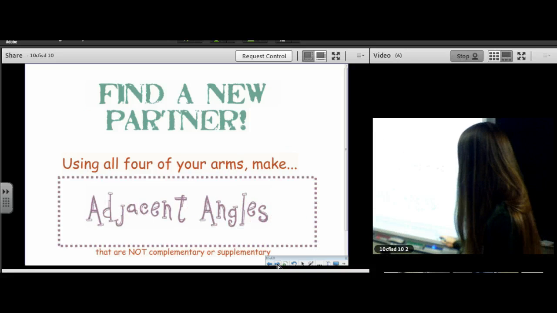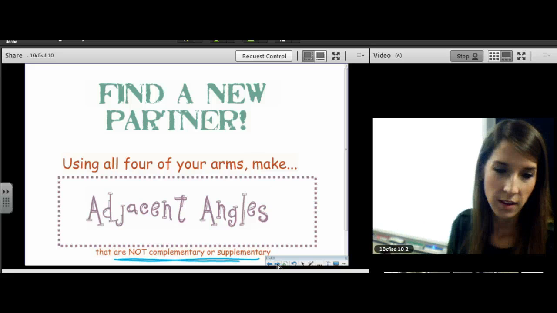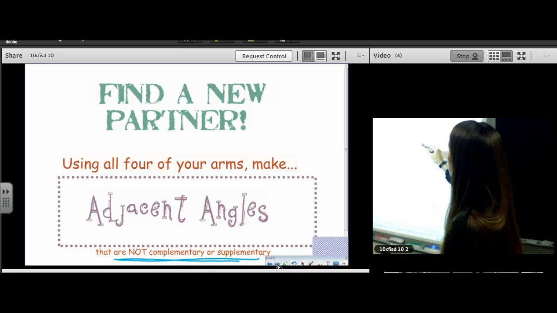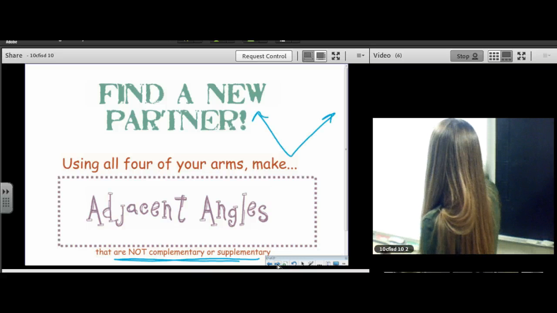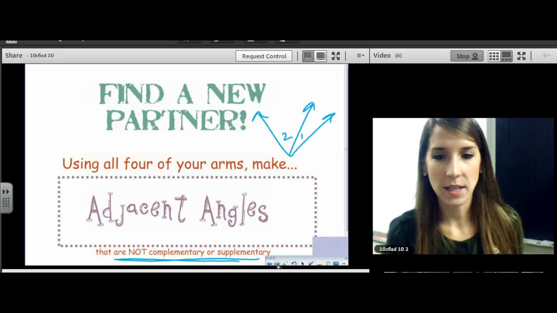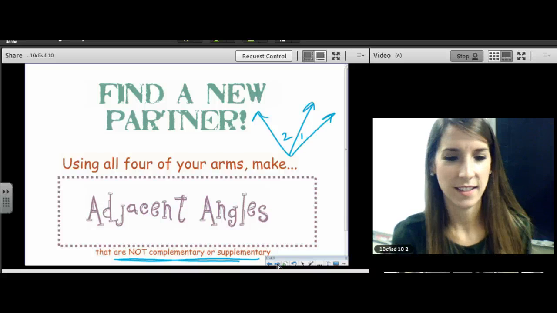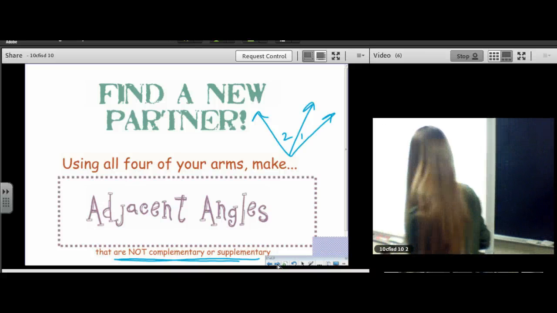Adjacent angles that are not complementary or supplementary. Adjacent angles. Ooh, that one was good, but those were supplementary. So adjacent angles are just angles that are right next to each other. I didn't want them to add up to 90 or 180. Mine's pretty close to adding up to 90, but pretend it doesn't. W, oh, a W is kind of a good idea.